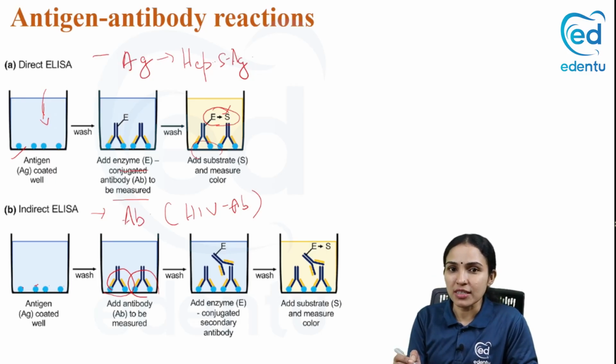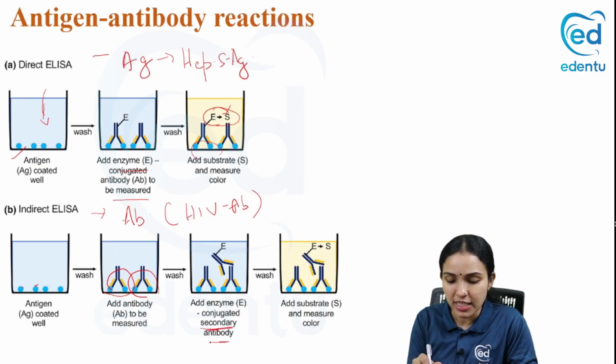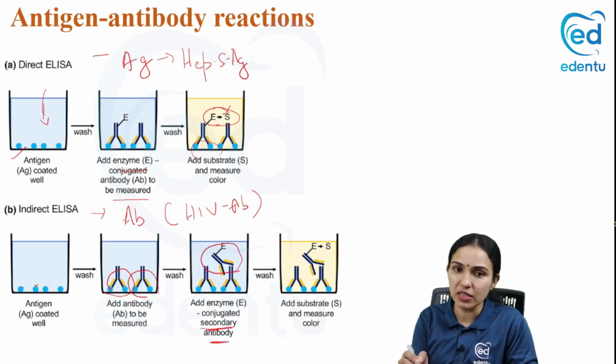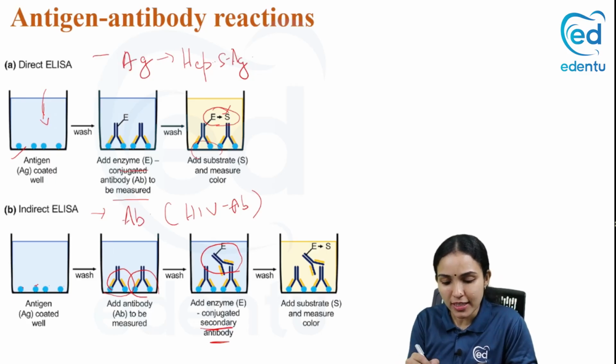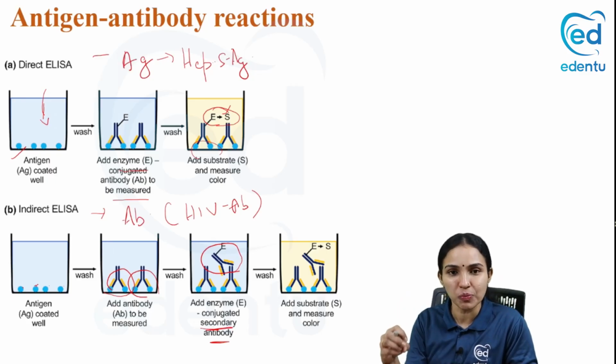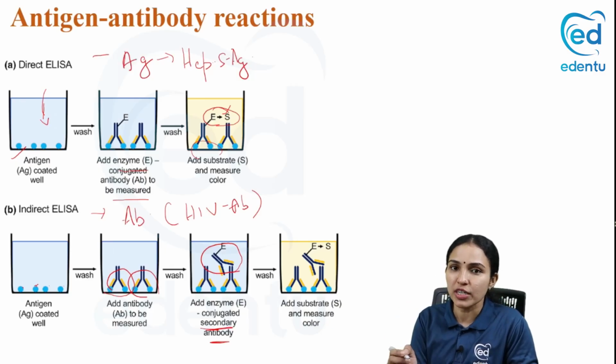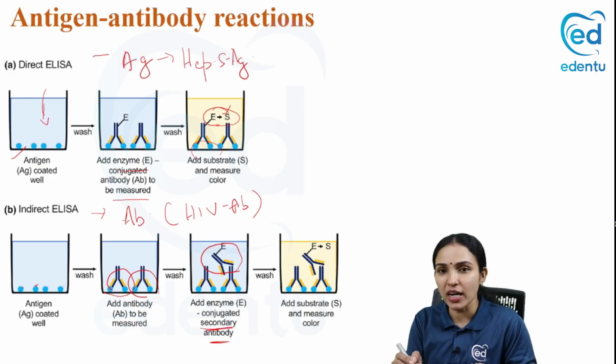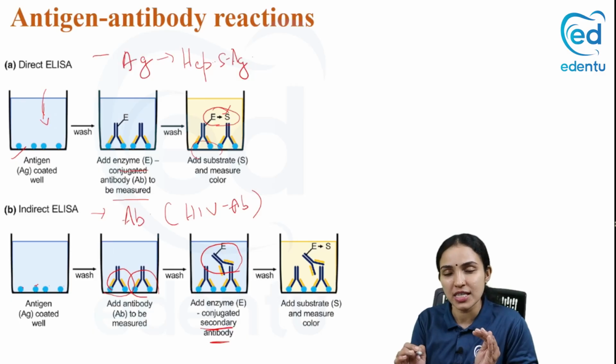Now we want to detect it. There is no enzyme or substrate already added. So you're going to add a secondary antibody against the primary antibody. So here there are two antibodies. Now already the antibody present in the patient's serum has got attached to the antigens in the well. So in order to detect that, you're going to add a secondary antibody which can bind to the primary antibody, and that secondary antibody will be conjugated with an enzyme. Then you add the substrate and you get a color. That color indicates that this particular patient's serum contains the antibody.